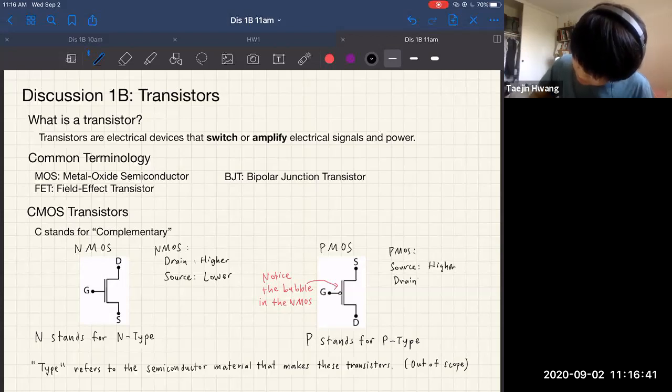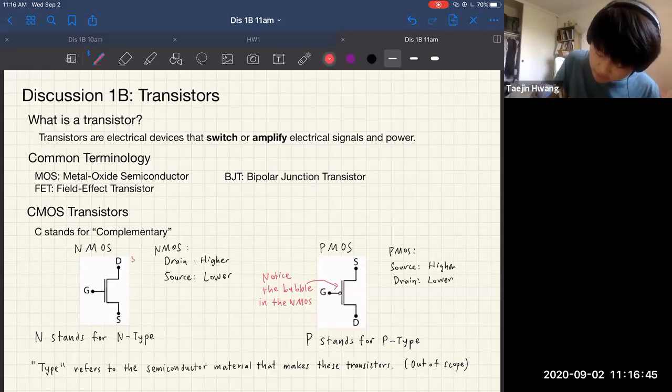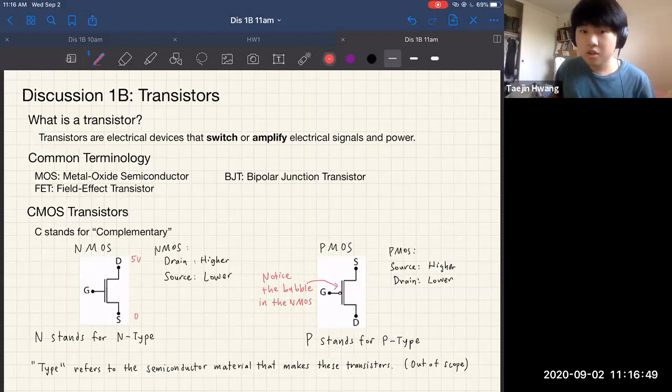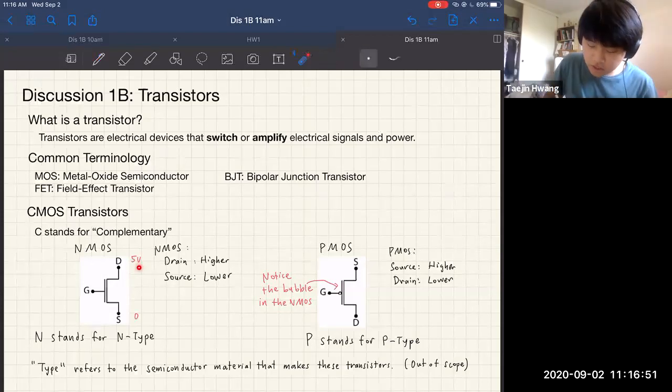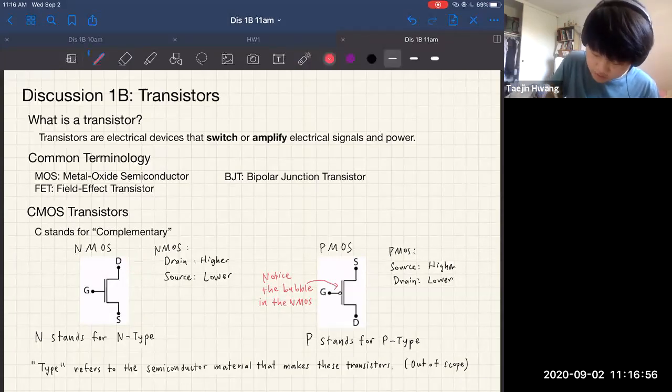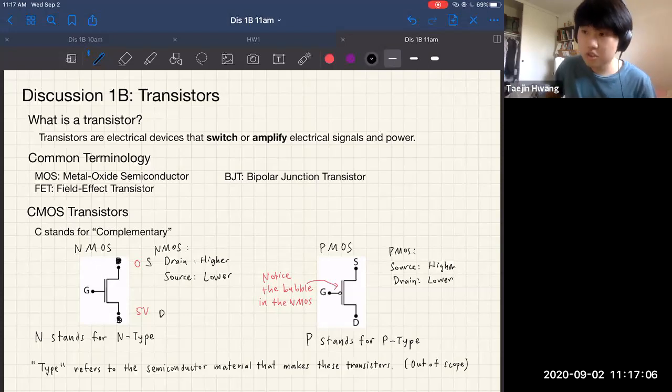Drain is the lower potential. And what this actually means is, if I were to apply 5 volts to the drain and 0 volts to the source, this is saying this is the drain, this is the source. Whereas if I were to flip the polarity and say this is 0 volts and this is 5 volts, this is actually telling us these are incorrect and that this is the actual drain, this is the actual source.